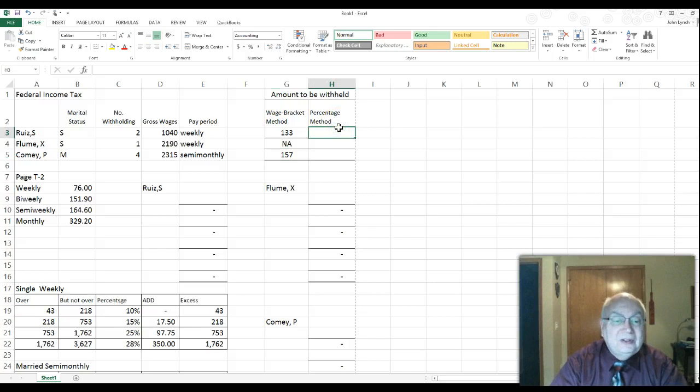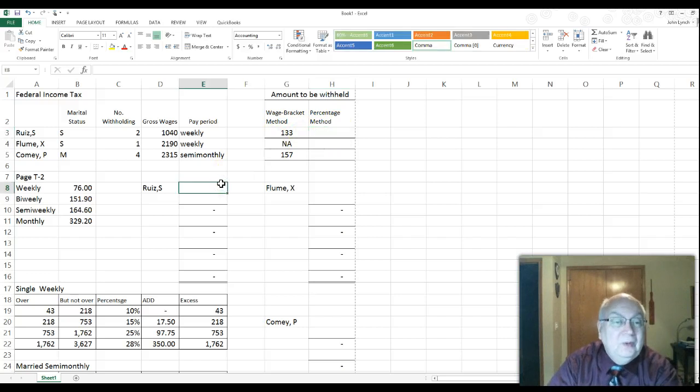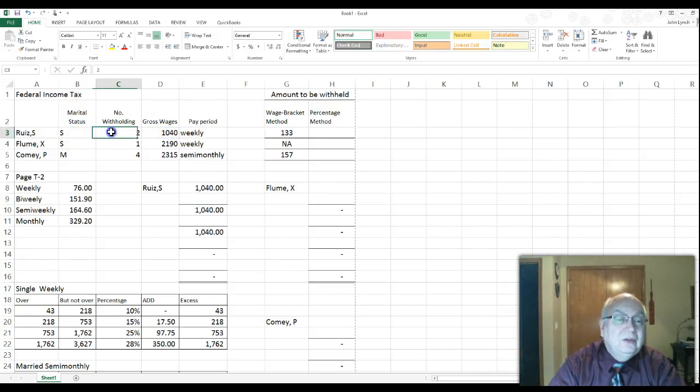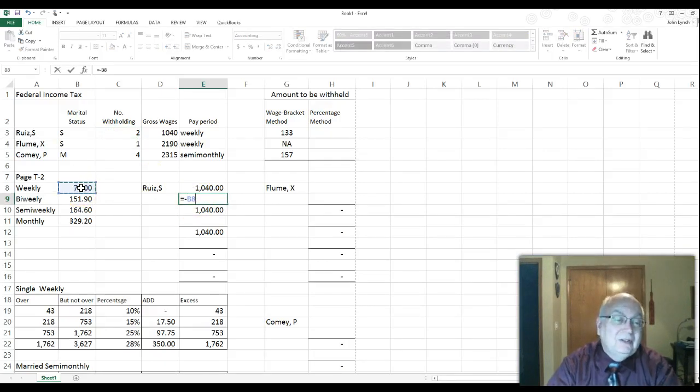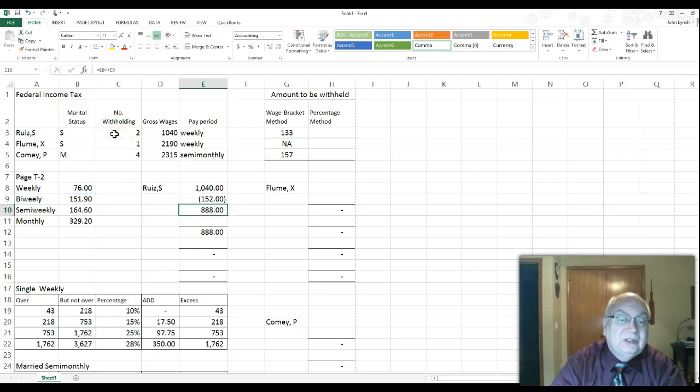Okay, what we're going to concentrate on is the percentage method. For the percentage method, you will start with the gross pay of 1040. Now this individual is single with two exemptions. So what we want to do is take the $76, because that's on page T2 in the back of the book, times the number of withholdings, which comes to 152. Now you add those together, it gives you 888.